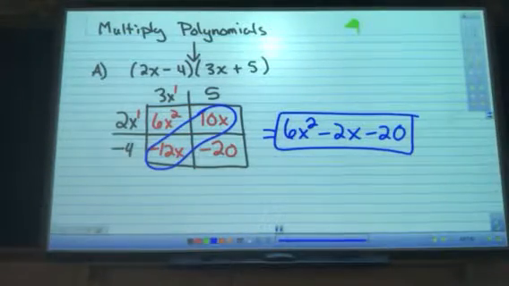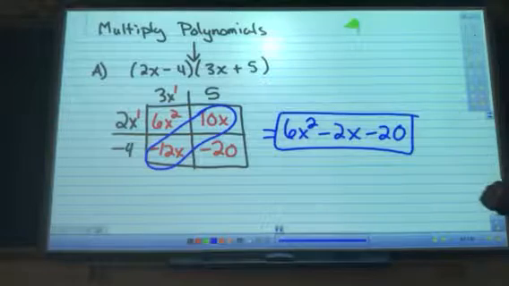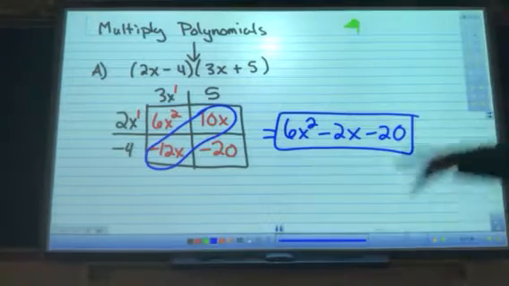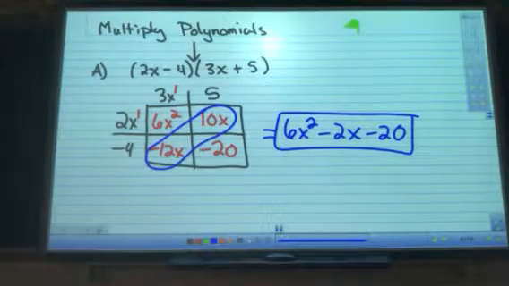And there's my answer. This is the most common one that we're going to deal with. We'll deal with others, but this is by far the most common. It becomes a quadratic trinomial. We'll do a lot of stuff with this next unit. Okay, let's look at our next example.